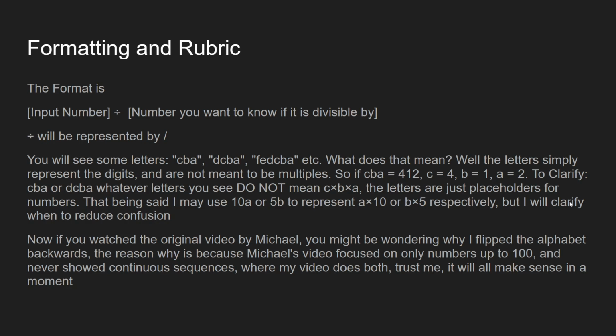So I'm going to be doing it what I consider to be the logical way and putting it in reverse alphabetical order. Again, the reason why is because that way each letter consistently is representative of the same power of 10. A will always be 10 to the power of 0. B will always be 10 to the power of 1. C will always be 10 to the power of 2, and so on.